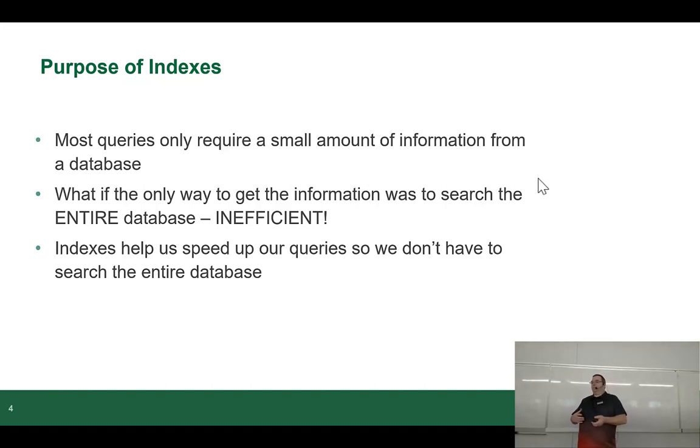So the purpose of an index: most queries only ever need a small amount of data. Usually when you do a query against a database, you're searching for something specific or a specific set of records and you're pulling them out. Now, imagine if the only way to search through the entire database was to do a complete table scan. What a table scan means is, well, you remember a where clause, right? Select star from whatever, where, and you've got some criteria.